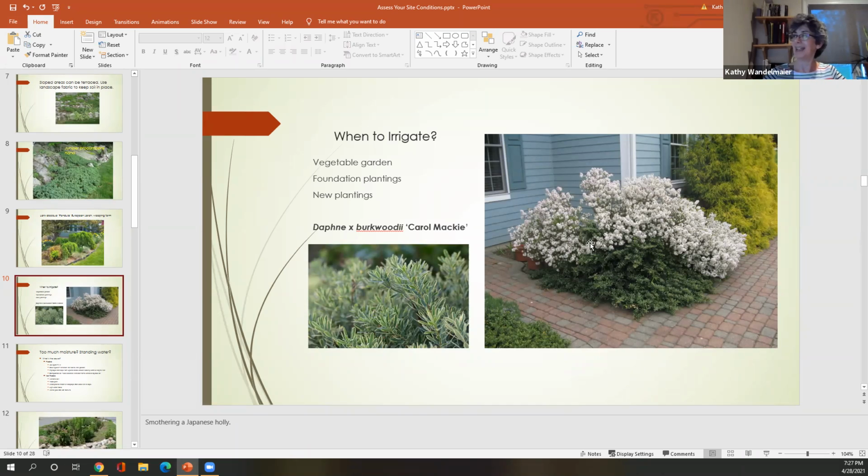But it was so happy that it started to smother this poor little Ilex crenata, this Japanese holly under here. So yeah, I had to deal with that situation. But the point I'm trying to get at is that since I knew this Daphne tended to want a little bit of extra moisture, I put it close to the house. I kept it close to the house.